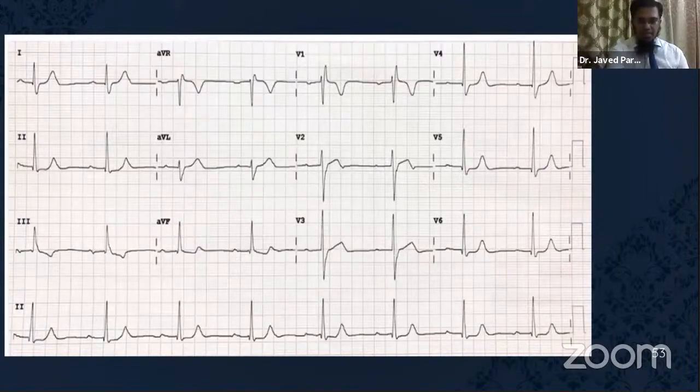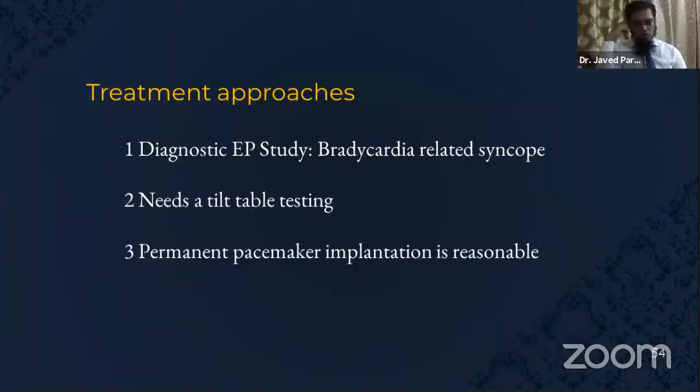So this is the presenting ECG, and then these are your options. So how do you approach treatment for this patient? One of the things that you could do is do a diagnostic EP study.